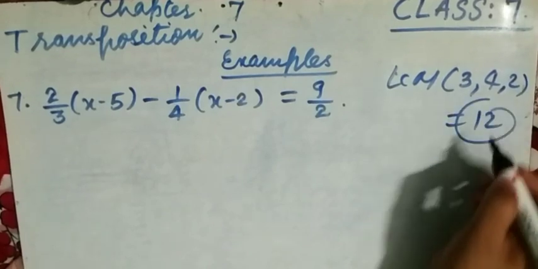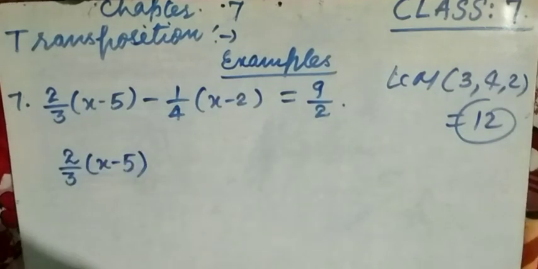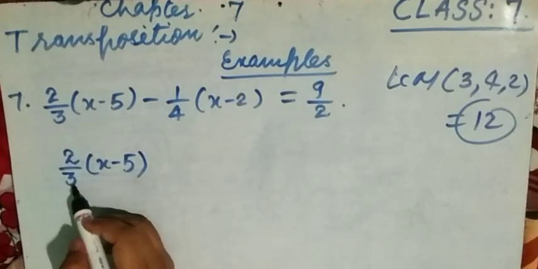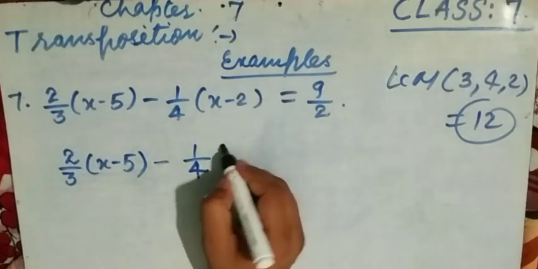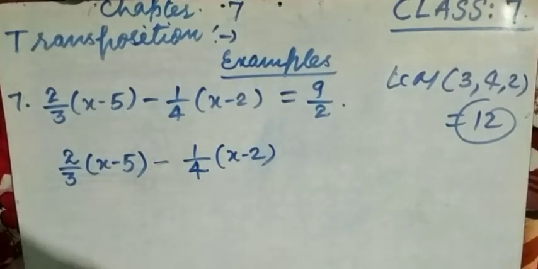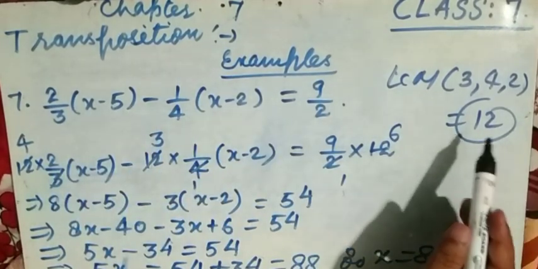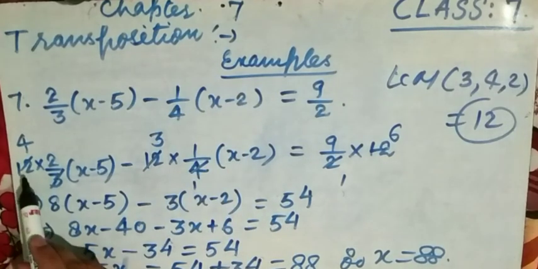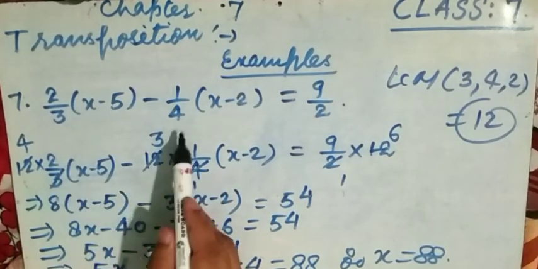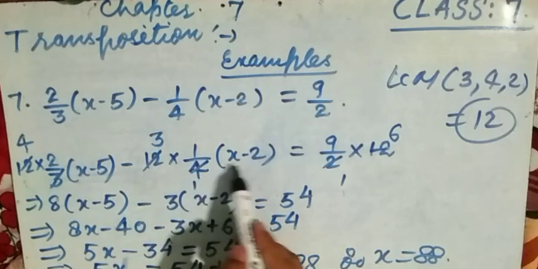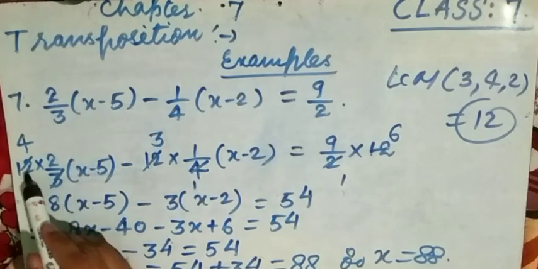Okay, now multiply by 12 on the left hand side and the right hand side as well. Okay, now I write 2 by 3 multiplied by x minus 5 on the left hand side and right hand side as well, this is x minus 2. Now see friends, multiply 12 by each term on the left hand side: 2 by 3 times x minus 5, then minus 12 multiplied by 1 by 4, the whole multiplied by x minus 2, is equal to 9 by 2 multiplied by 12.